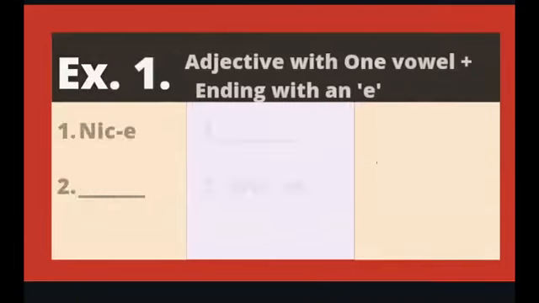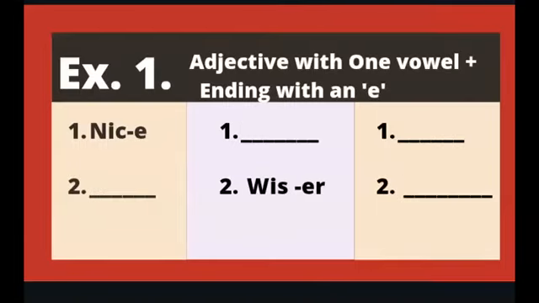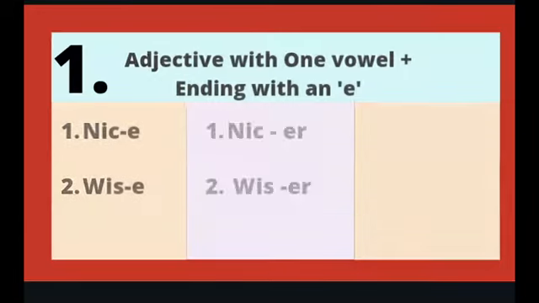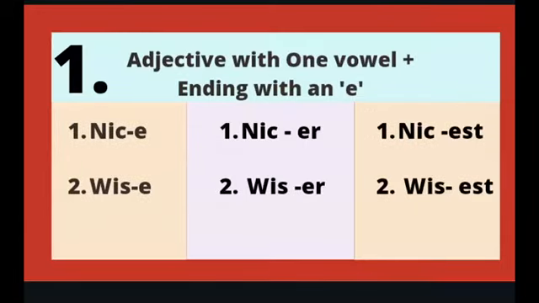Okay, now let's do this exercise. Fill up the blanks with the answers. You may pause the video, write down the answers. Once you've done that, let's check the answers. Nice, nicer, nicest. Wise, wiser, wisest. I hope you've got them all right. That was rule number 1.